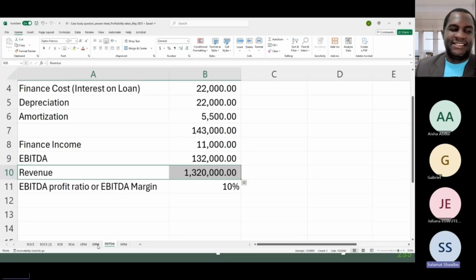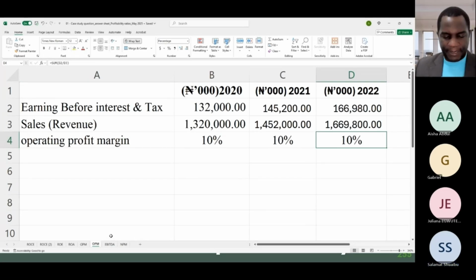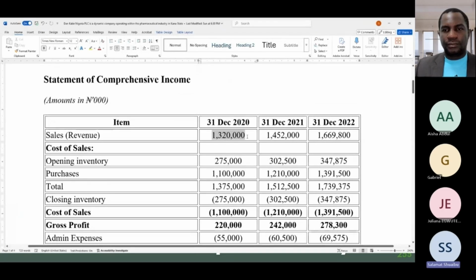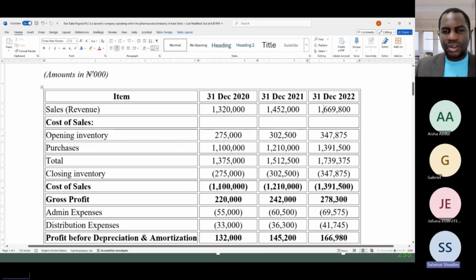Okay. So for this Dan Kabir now, you say that the revenue increased every year. Yes. So when you are speaking to the numbers, you can maybe do a percentage when you are doing trend analysis. 1.3 billion, the next year it moved to 1.4, it also moved to 1.6. But don't forget their cost is also moving. Look at the cost of sales, it's also increasing: 1.1, 1.2, 1.3. So the cost is also moving.